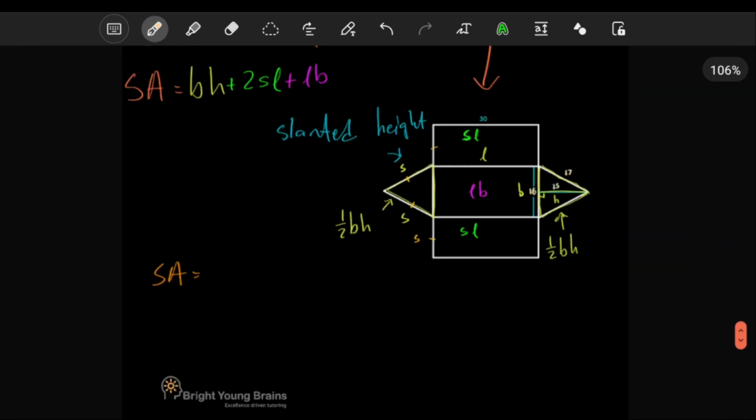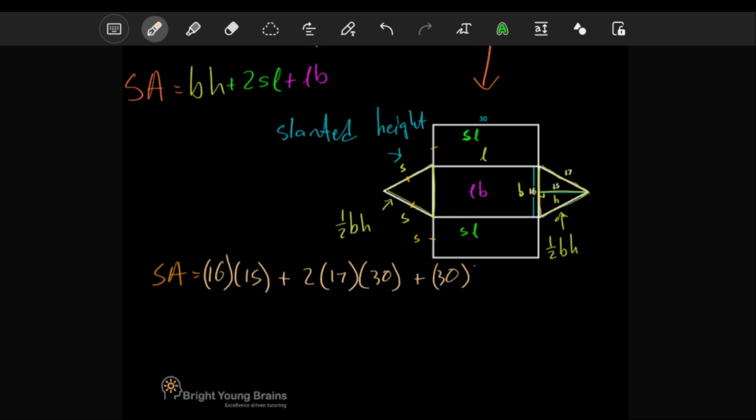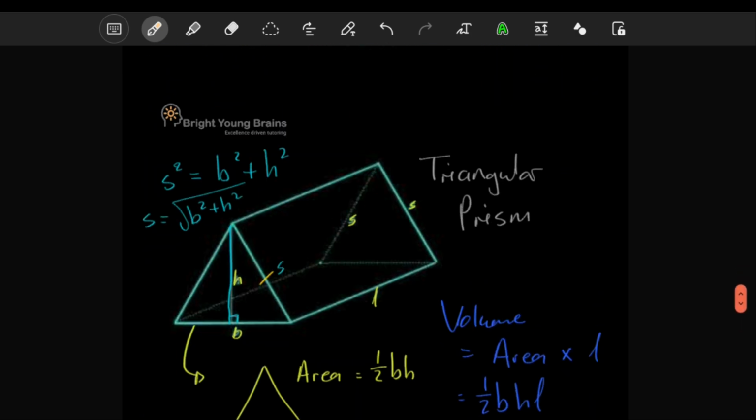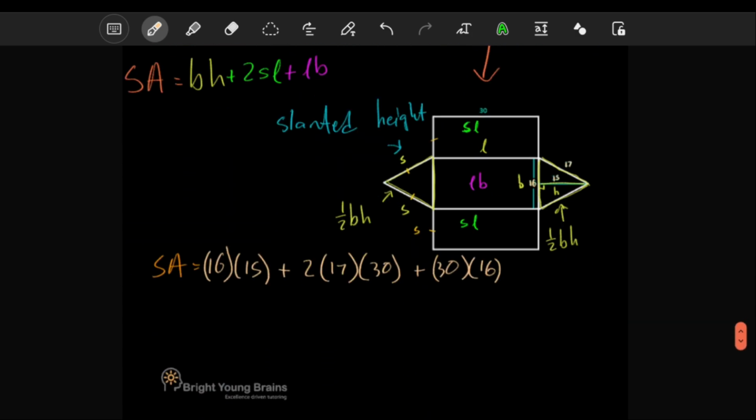We're given quite a lot of information here. So B is 16. H, what you got there? H is 15. And then the slanted height is 17. The length is just 30. And then the length again is just 30. And then your base there is just 16. That's how you would get the surface area of a shape like this one, which would be the surface area of your triangular prism. So try to just visualize what you're supposed to be visualizing there.